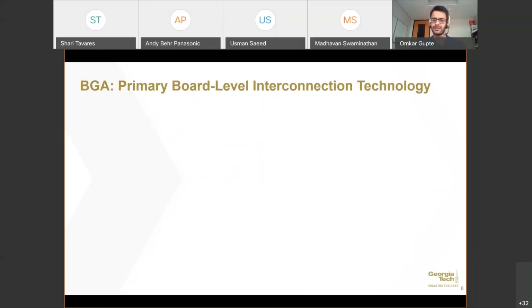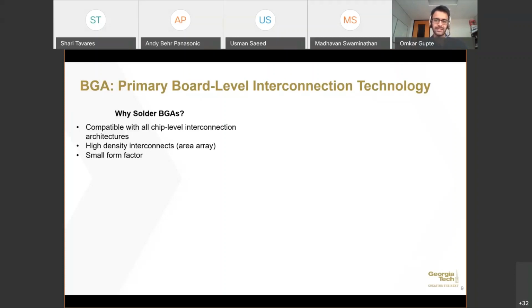But before that, why is this a primary board level interconnection technology, or what made it such a promising architecture? First, it is compatible with all different types of chip level interconnection. So the chip can be wire bonded to the package or flip chip attached to the package. It is still compatible with the BGA architecture for board level interconnections.